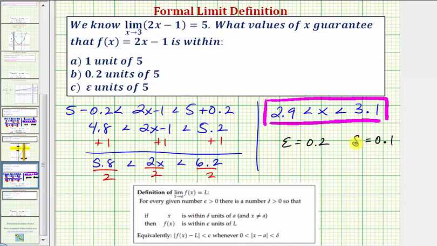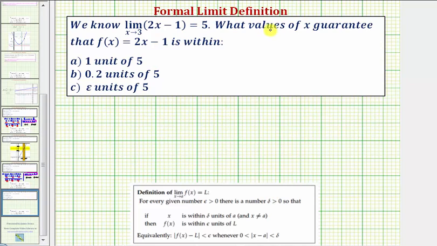Now I should mention delta could be smaller than this. If this interval was smaller around x equals 3, it would still guarantee that the function values would be within 0.2 units of 5, but this would be the maximum value of delta that would satisfy our definition. Now for part C, we're going to generalize. We want to determine for which x values guarantee f of x is within epsilon units of 5.